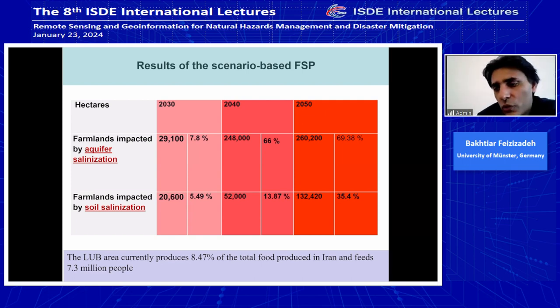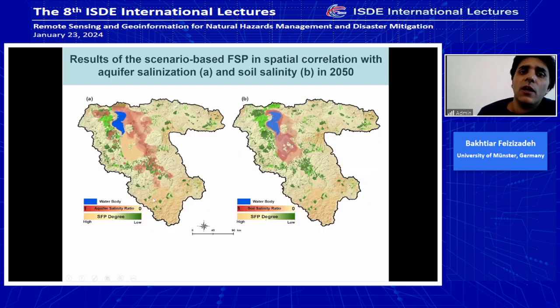It is also good to indicate that the area we are talking about, the Urmia Lake Basin, covers 9% of farmland in Iran. This area covers 9% of all farms in Iran, and right now it feeds about 10 million people living around the lake, right? So it's a very critical area for food security.